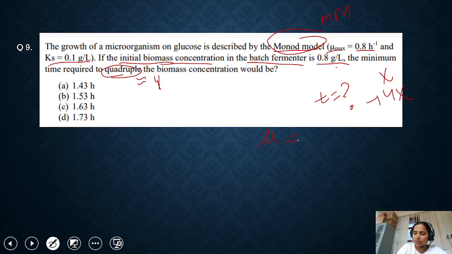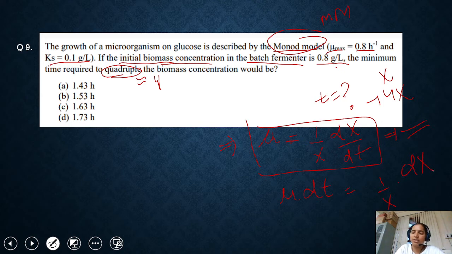equal to 1 by x of dx by dt. Because how we defined it is a rate equal to the rate of change of biomass per unit time. So this is the very initial step from where we start calculating the various formulas and the answer. You can directly use the formula also, but let's try to solve from here only. That mu into dt equal to 1 by x of dx. So both sides have differentiation, so we'll take the integral to remove that.